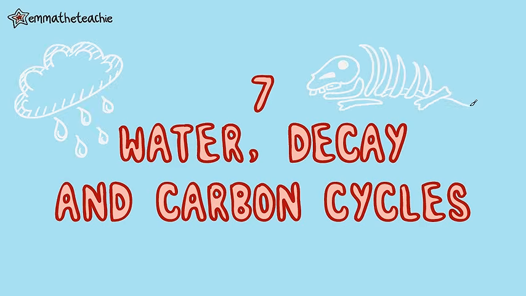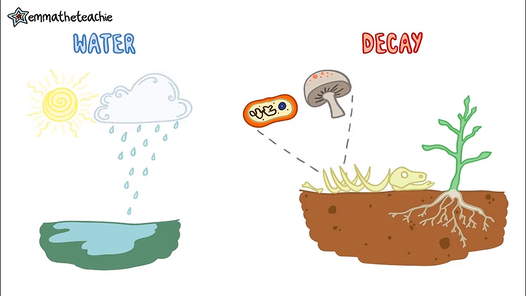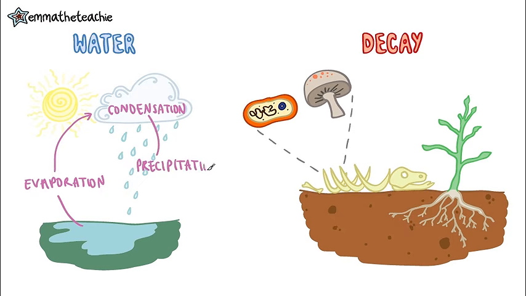7. Water, decay and carbon cycles. The water cycle is all around you. You see this being cycled all the time in the form of rain. Water is evaporated from the Earth's surface to become water vapor. As it rises in the atmosphere, it cools down and will eventually condense. Then it falls as precipitation in the form of rain, snow, or hail. And then the cycle starts all over again.